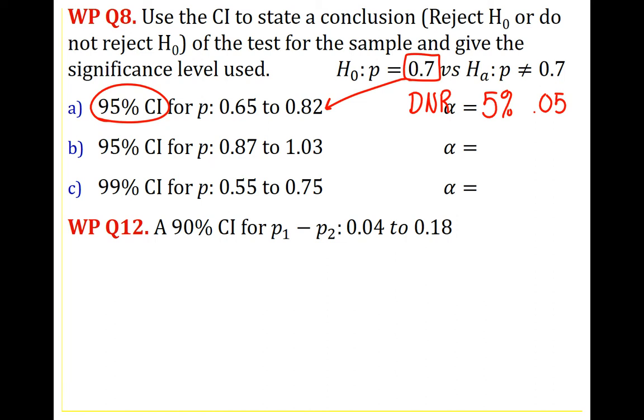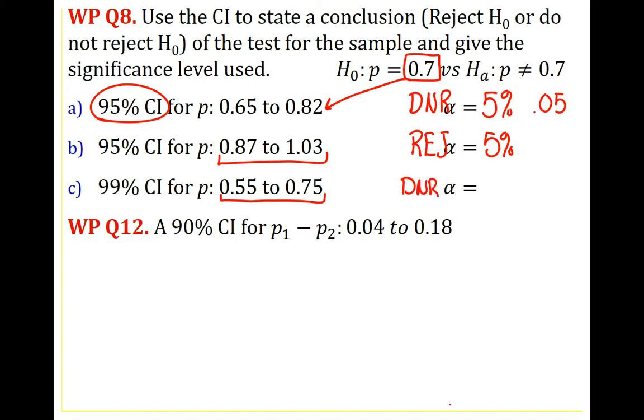I go to the next one, part B. Part B asks, what is your alpha level? It's still 5%. But this time, I am going to reject. Why am I going to reject this time? Because 0.7 is outside of this interval. It is not in that range. In the next one, 0.7 is clearly inside of this interval, so I am going to not reject.